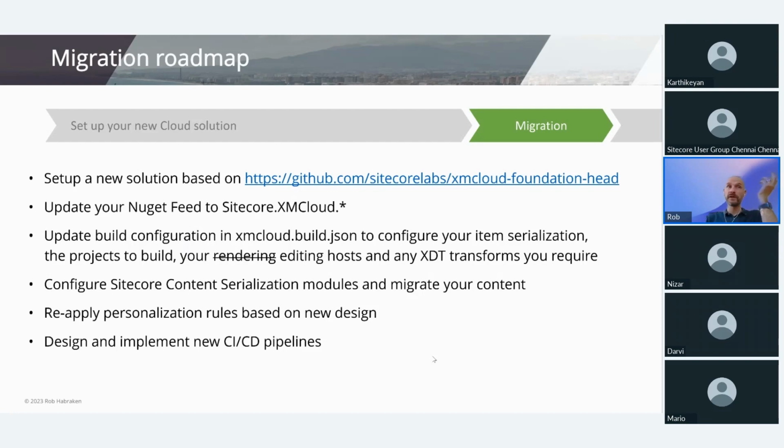You want to use, if you're not already using it, of course, you want to configure Sitecore content serialization. If you're working with Unicorn or TDS, that's where you want to go. I think Unicorn can still work, but SCS is native to the platform, and it's really optimized for containerized use, so it's working fast and reliable. And then reapply your personalization rules based on your new design. Obviously, if you've already done that in an earlier step, you can skip that, and design and implement your new CI/CD pipelines.